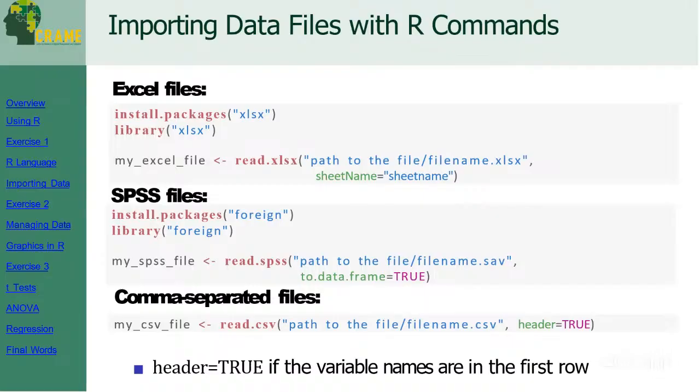That is called the path of the file. So if you would like to bring an Excel file, you use XLS. If you would like to bring an SPSS file, it's foreign. Foreign can be used to bring the file.